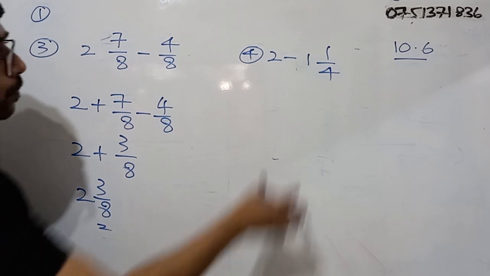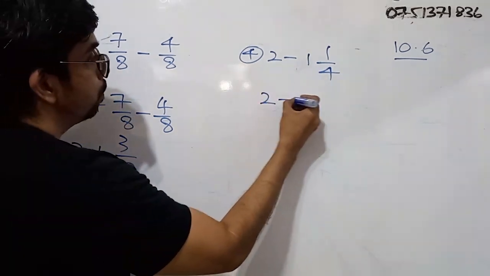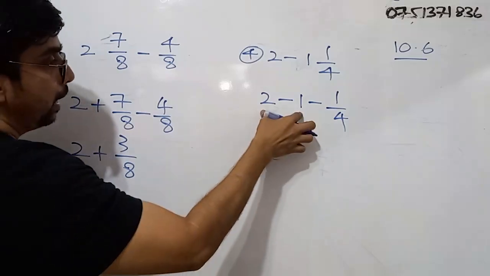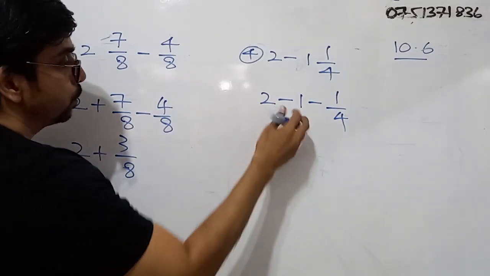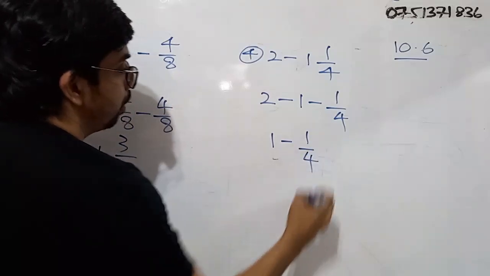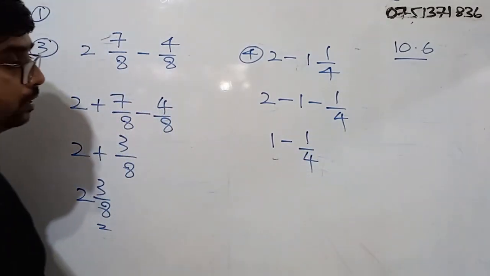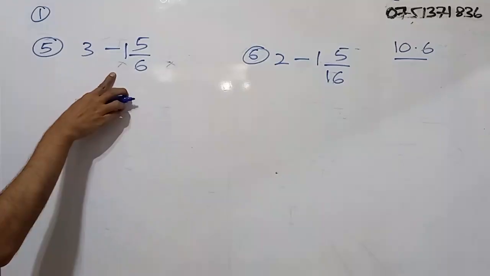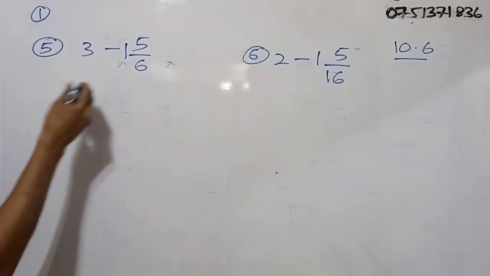So first of all I can rewrite this. 2 minus 1 minus 1 by 4. Then I can simplify these two whole numbers. So the outcome will be what? 1. 1 minus 1 by 4 or 1 quarter. So there, what's the outcome? 3 by 4.